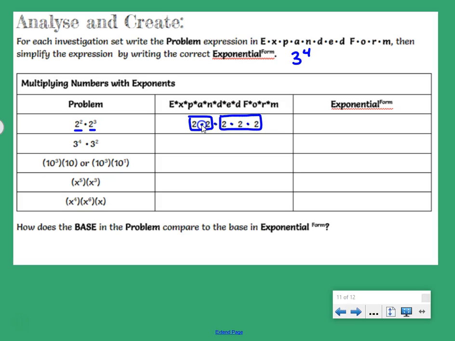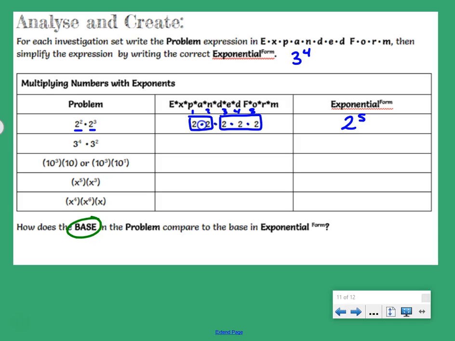Okay, so exponential form would be 2, that's your base, the number being multiplied. And how many times do we see that? 1, 2, 3, 4, 5 times. So it would be 2 to the 5th power. I'm going to leave you to do the next 4 and write those in exponential form.